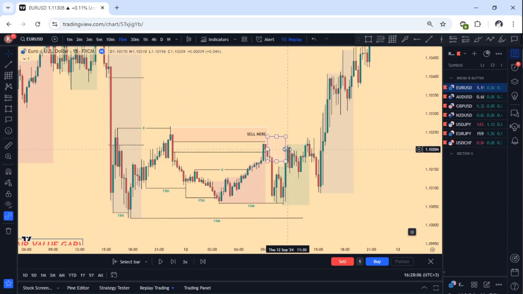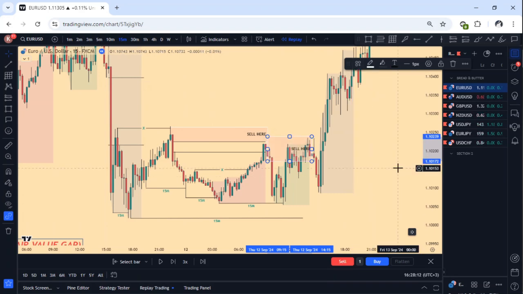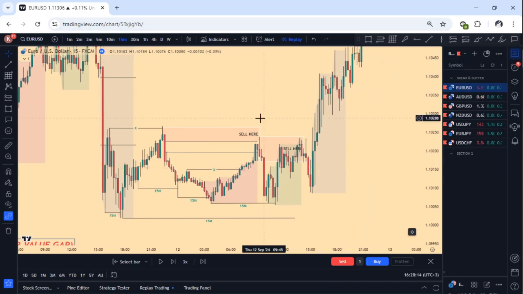So this was supposed to be where to sell from to get this continuation, because this is a low probability order block, but at least I need to get the order flow going down. So I'm expecting just a pullback and then a continuation.